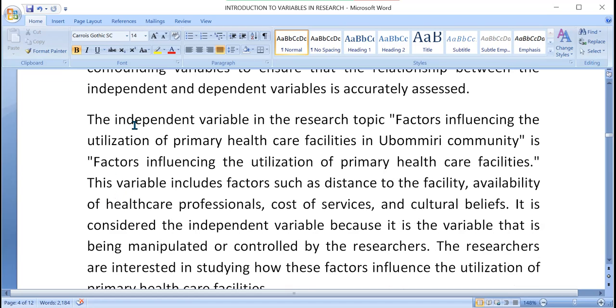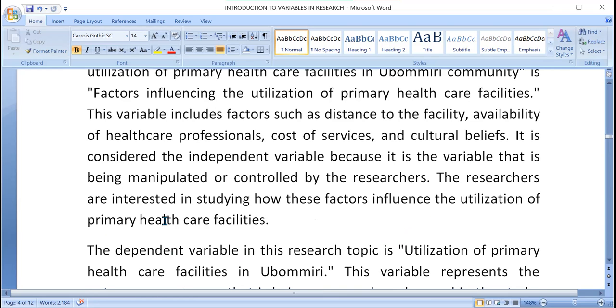So using our example above, the independent variable in the research topic, factors influencing the utilization of primary healthcare facilities in the Ubomini community, is factors influencing utilization of primary healthcare facilities. These various factors include distance to health facility, availability of healthcare professionals, cost of services, cultural belief. It is considered the independent variable because it is the variable that is being manipulated or controlled by the researcher. The researchers are interested in studying how these factors influence the utilization of primary healthcare facilities.